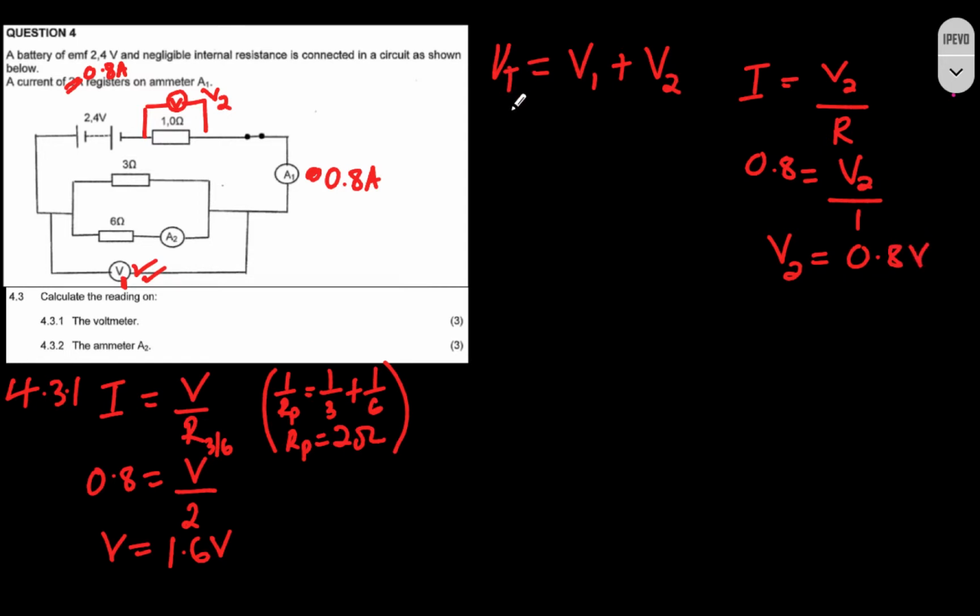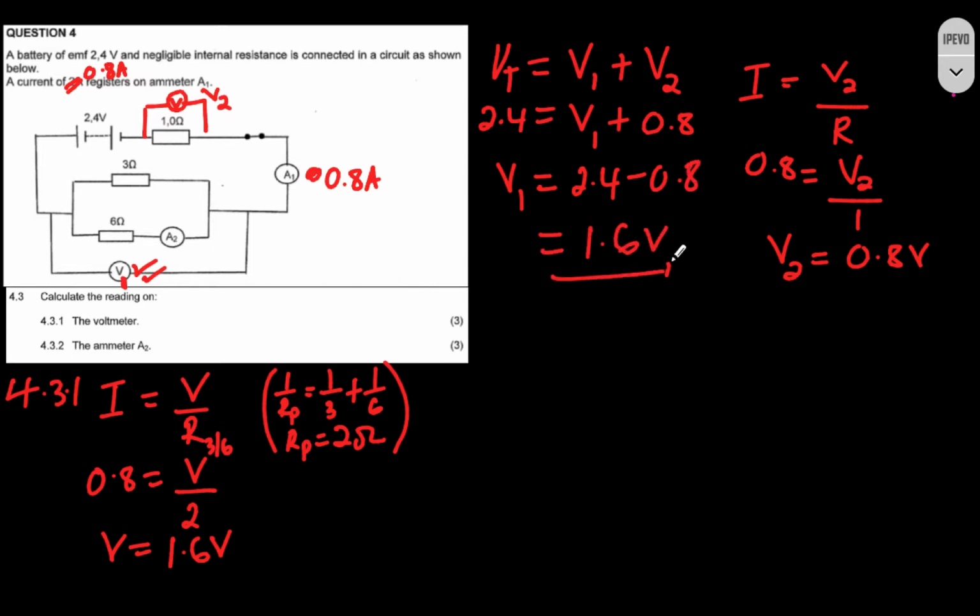And then using this equation, we know that the total voltage, 2.4, is equal to V1, the one we want to find, plus V2. V2 we just calculated as 0.8, and hence if we rearrange to calculate V1, we get V1 is equal to 2.4 minus 0.8, which will give us 1.6 volts. That will be our answer, exactly the same as the one we got when we calculated here.